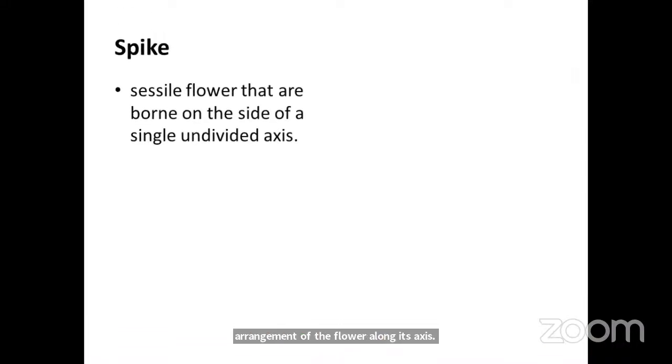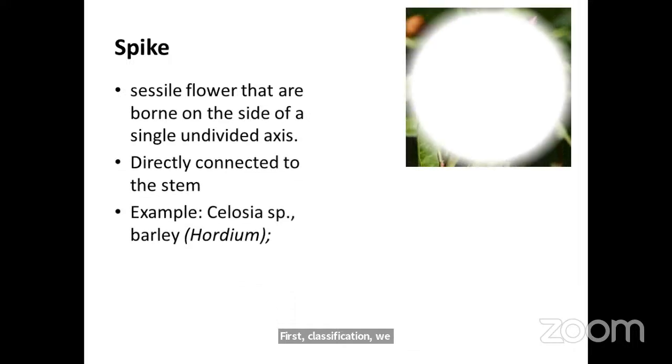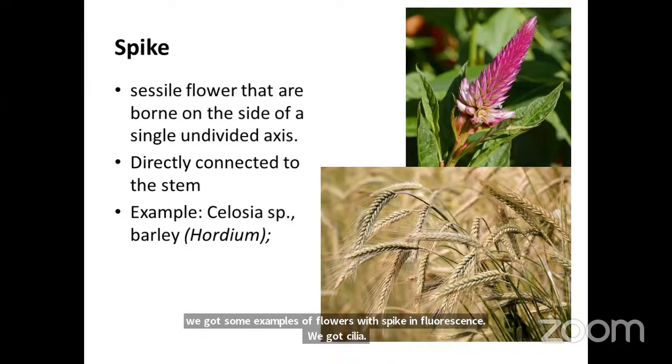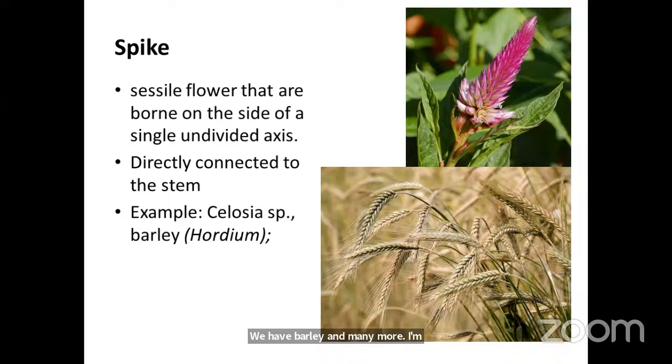First classification, we call it as spike. And this is how it looks like. These are some few examples of flowers with spike inflorescence. If you try to notice, the flowers are borne on the side of a single undivided axis. And the inflorescence is actually directly connected to the stem. We got some examples of flowers with spike inflorescence. We got celosia, we have barley, and many more. I'm just citing here some examples anyway.